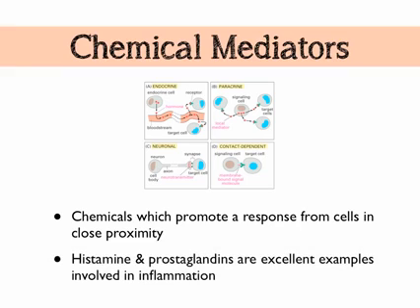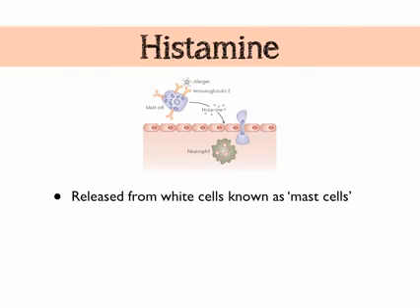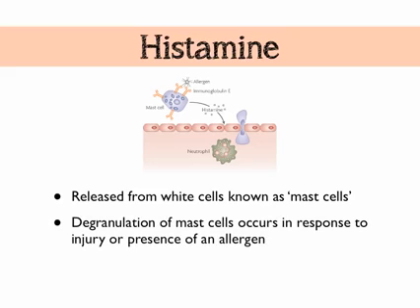And histamine and prostaglandins, they're excellent examples that are involved in the body's inflammatory responses. Let's look at histamine first. So histamine is released from special white blood cells that are known as mast cells. And these mast cells, they degranulate, which means they release histamine in response to the presence of an allergen or sometimes injury.